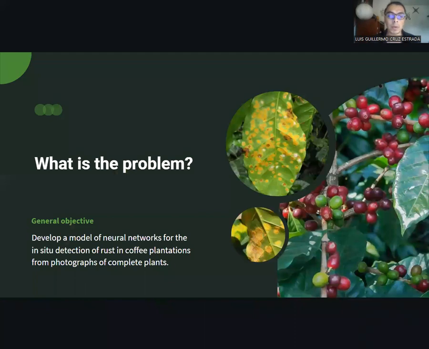What is the problem? Actually, one of the main problems in the world of agriculture is the loss of plantations. Our case of study is coffee plantations. We experiment and develop an AI model based on plant photographs to help with one of these types of problems, the coffee rust.